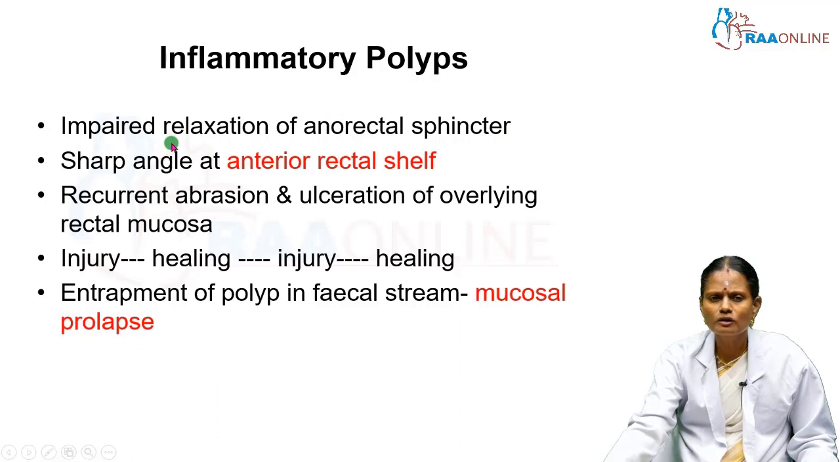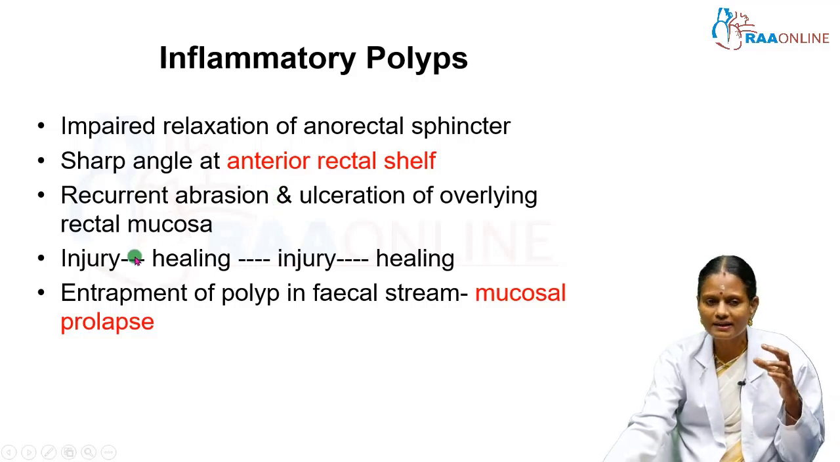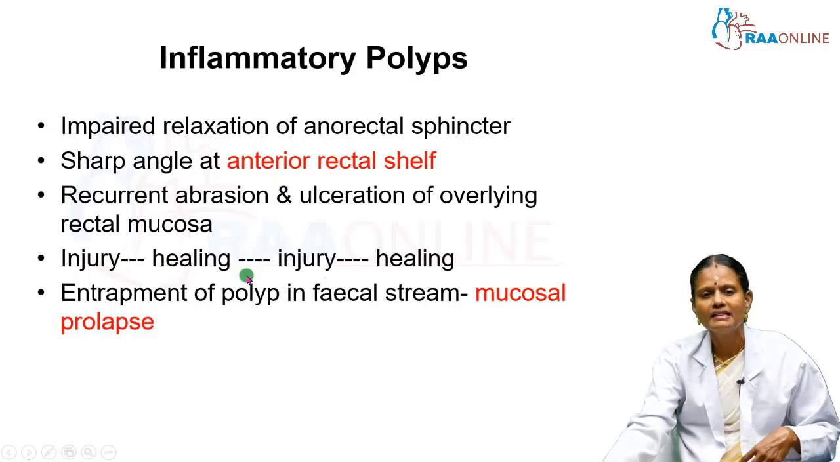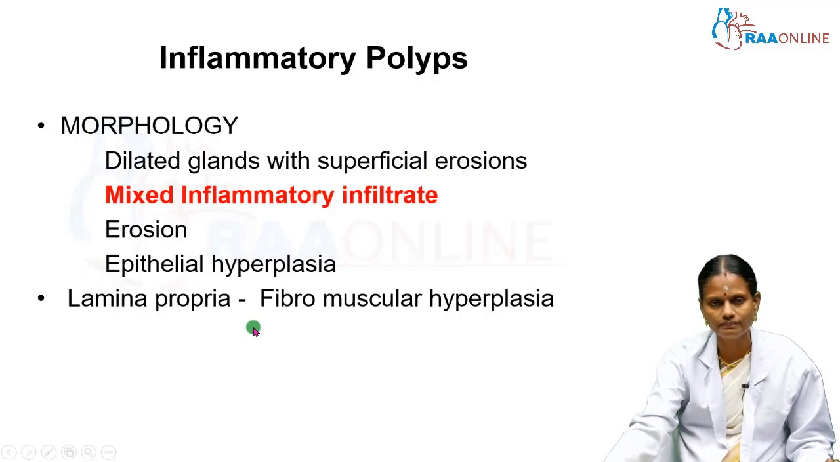They occur because of impaired relaxation of the anorectal sphincter and there is a sharp angulation of the anterior rectal shelf. So, there is recurrent abrasion and ulceration of the overlying rectal mucosa in that region. So, there are recurrent cycles of injury and healing. This leads to entrapment of the polyp in the fecal stream, which can manifest as mucosal prolapse also.